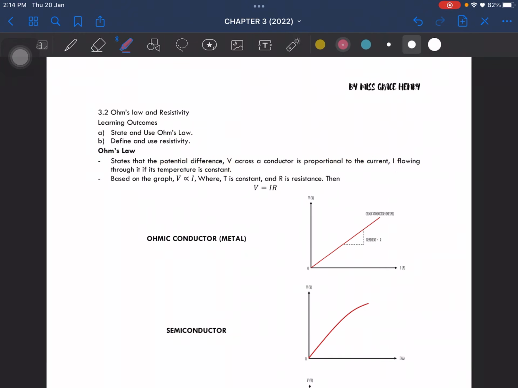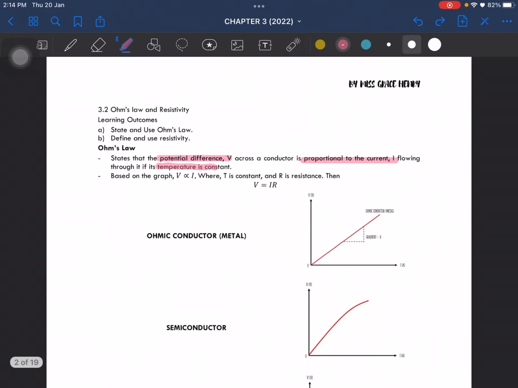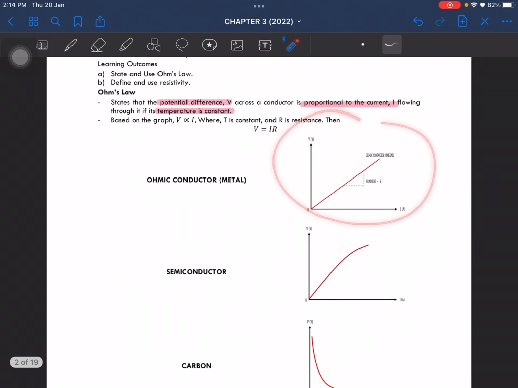Ohm's law basically states that the potential difference across a conductor is proportional to the current if the temperature is constant. Okay, so only if the temperature is constant, then it obeys Ohm's law. Based on the graph here, the temperature will be constant, giving us the gradient to be the resistance value. So we can then calculate mathematically. We can write Ohm's law as this equation here.